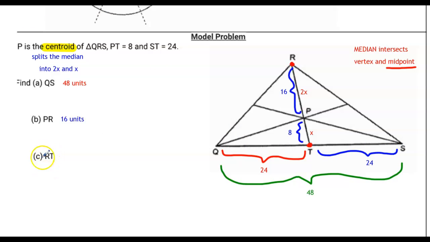And last but not least, we're asked to find RT. Well, we have all the information we need to find RT. All we need to do is put it together. Another example of segment addition, let's do 16 plus 8. That should just give us 24. Now this might seem trivial. It might have seemed pretty easy, and it was pretty straightforward. But in order to answer all of these questions, we needed to know that centroid is where all the medians intersect, and also that centroid splits the median into 2x and x. So we needed to know what centroid was in order to unlock all of these procedures.